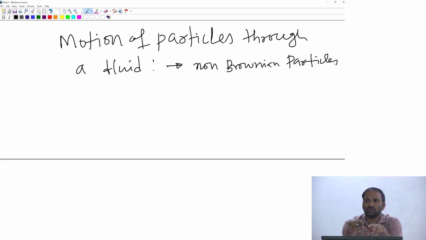So it turns out that the motion of larger particles, the non-Brownian particles, is something you come across in a lot of processing operations. Any examples? Can you think of some examples where you come across motion of particles in a fluid?